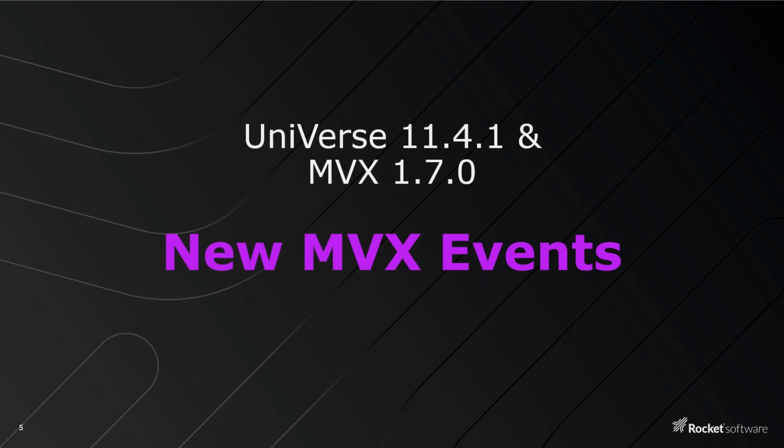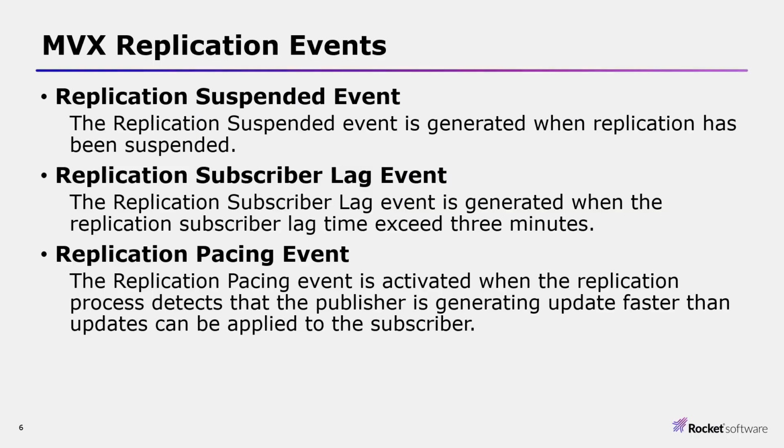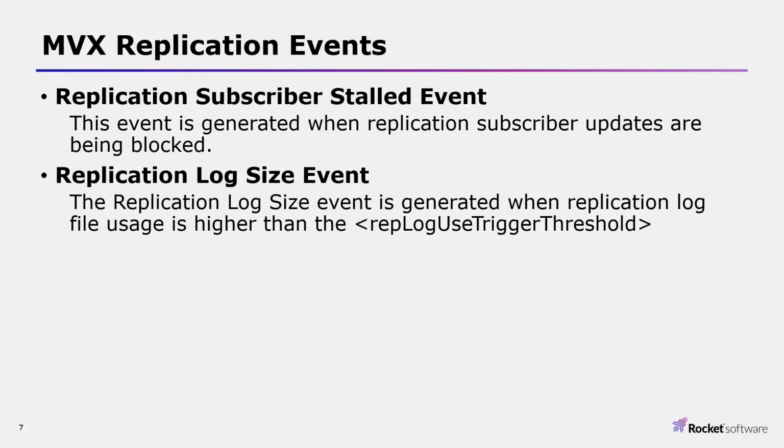Today we will be discussing the new MVX replication events that will be available in Universe 11.4.1 and MVX 1.7. MVX replication events will include Replication Suspended event, Replication Subscriber Lag event, and Replication Pacing event. We also have Replication Subscriber Stalled event and Replication Log Size event.